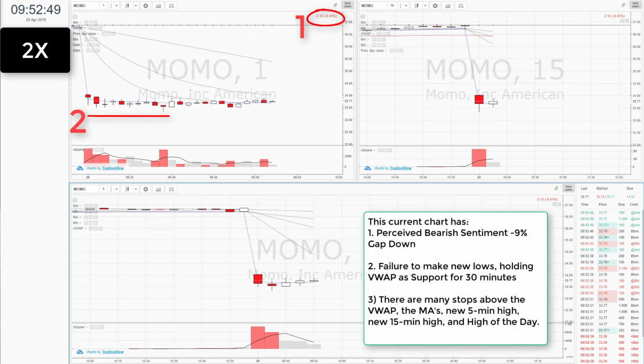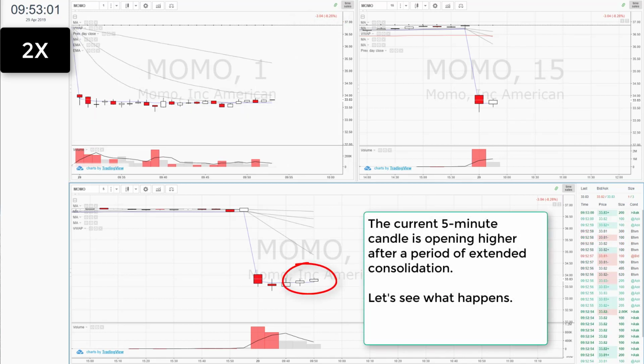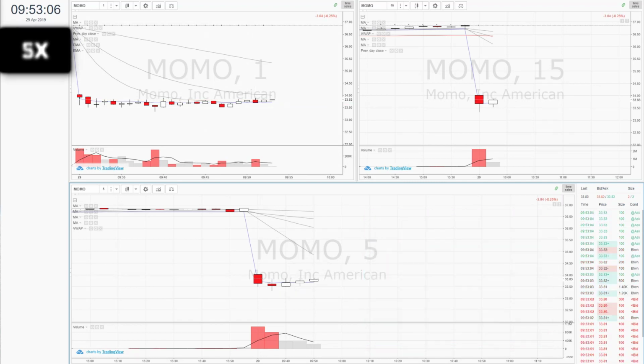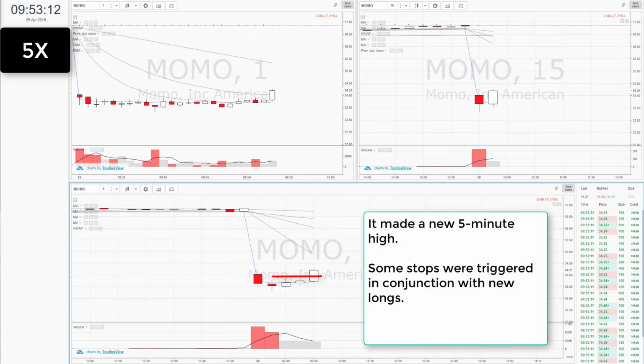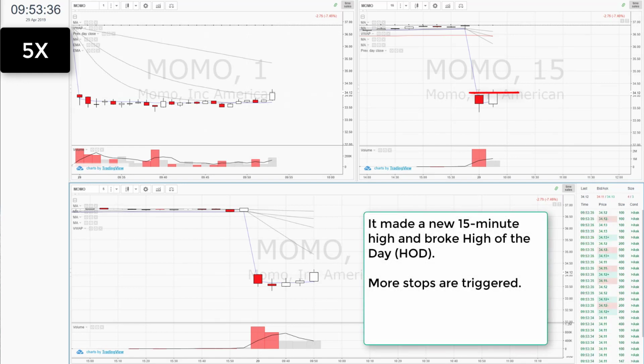This current chart has all 3: perceived bearishness, failure to make new lows, and many stops waiting above. The current 5-minute candle is opening higher after an extended period of consolidation. Let's see what happens. It made a new 5-minute high. Some stops were triggered in conjunction with new longs. It made a new 15-minute high and broke high of the day. More stops are triggered.